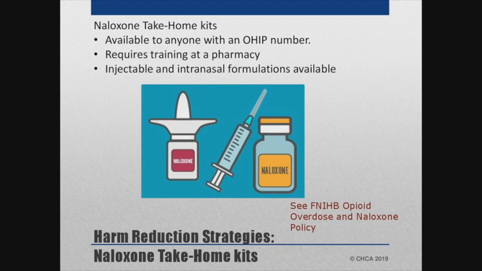There is a FNIB opiate overdose and naloxone policy. It can be found on the LMS in the mental health module, and I encourage you to review that. Basically, these naloxone kits are available to anybody that has an OHIP number, but they do require some training by pharmacy. Now, of course, as you know, in the north, we are the pharmacy. So if somebody is provided one of these or has any questions, just make sure that you have the adequate training to be able to review this with the patient.